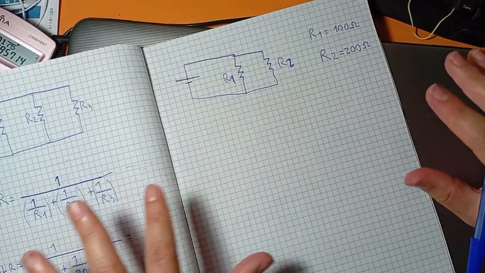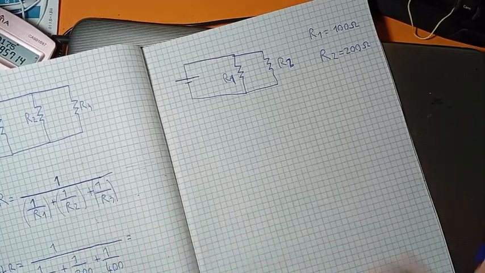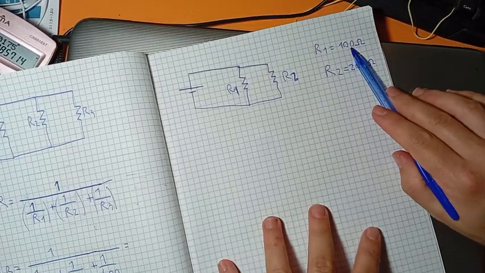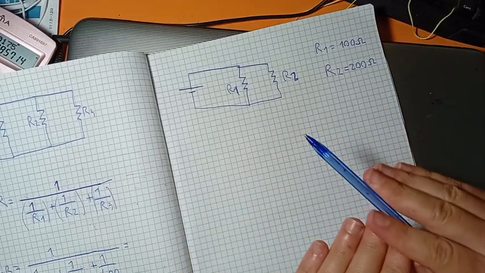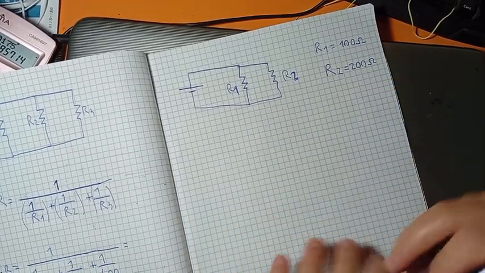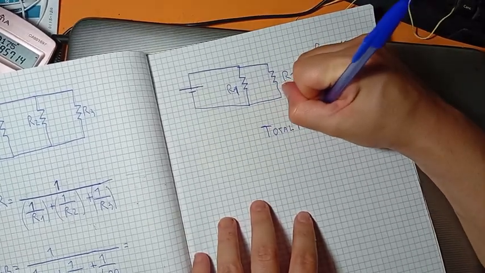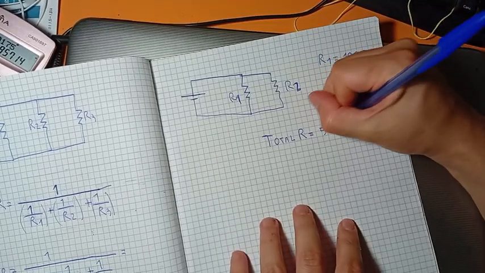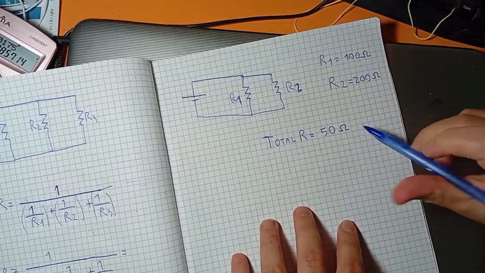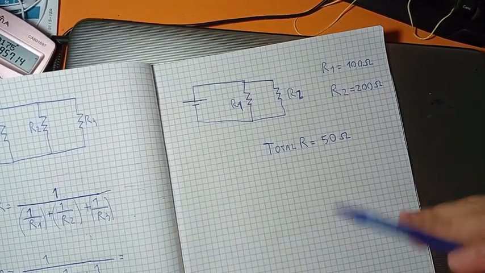Well, if they are completely equal, their total resistance, you don't have to do any calculus. The total resistance will be their half, okay? Just divide one of them into half, and this is the total resistance. The total resistance here is just 50. It is just the perfect half of one of them, if they are equal, okay?